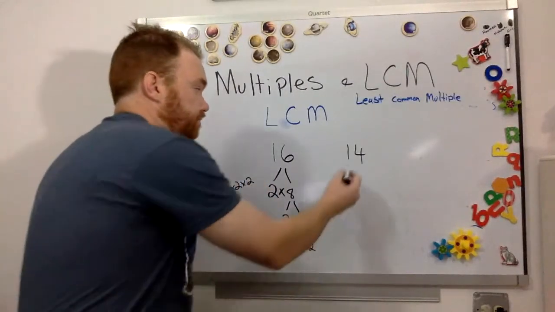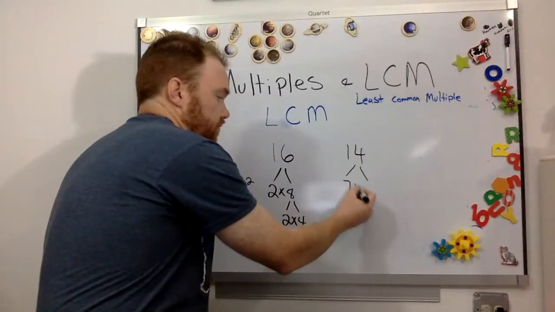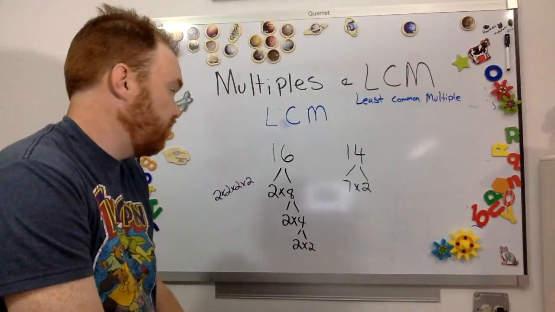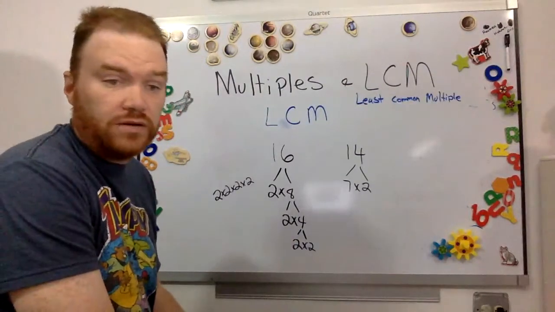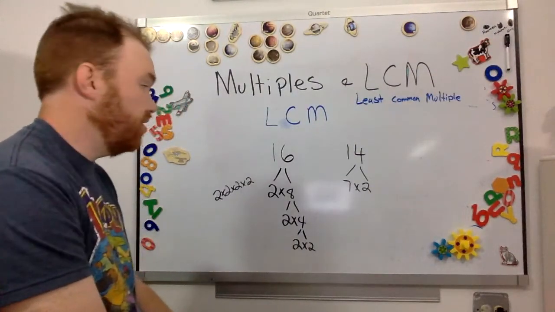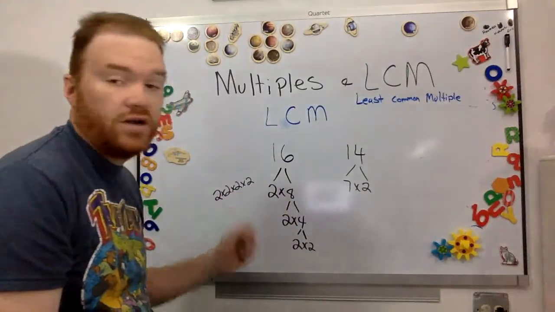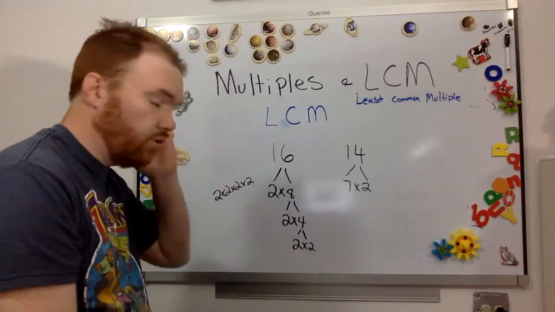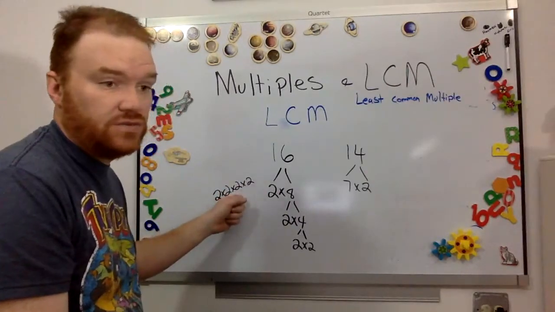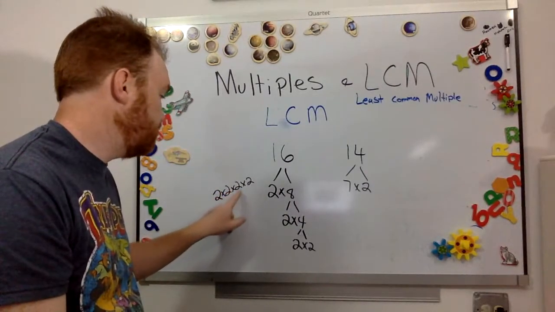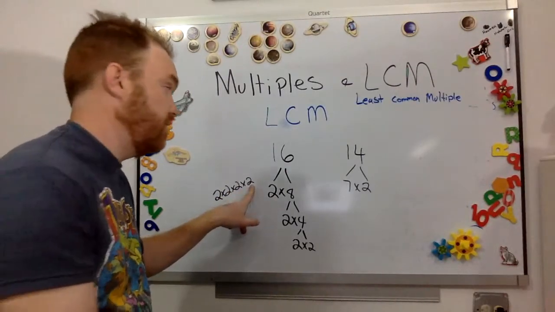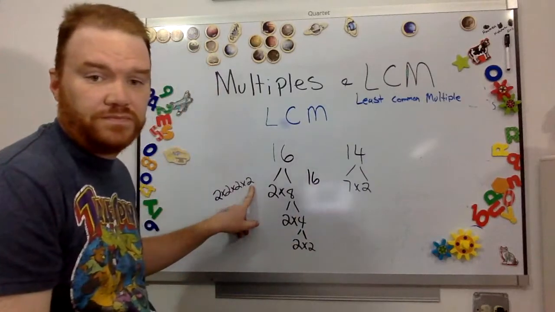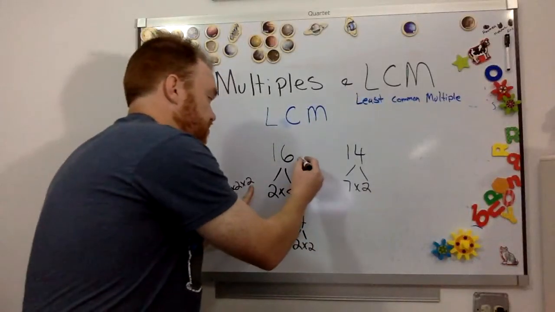Okay, 14. 7 times 2. Both of those are prime, so I'm done. Now I look. 7 and 2 are the common primes here. Which one has more 2's? Obviously this one, 2 times 2 times 2 times 2. Right away I just know that's 16. I'm using all those.